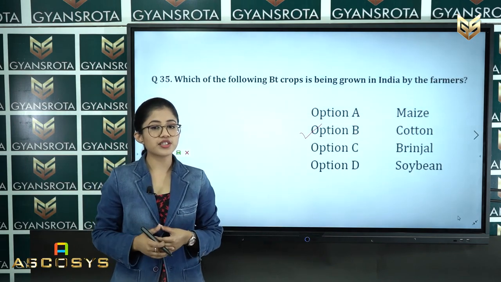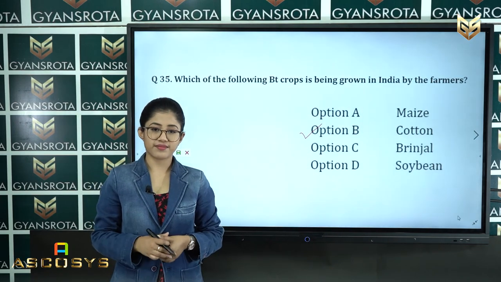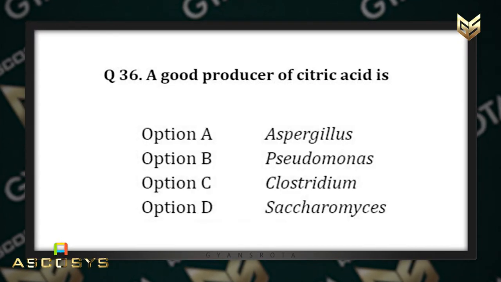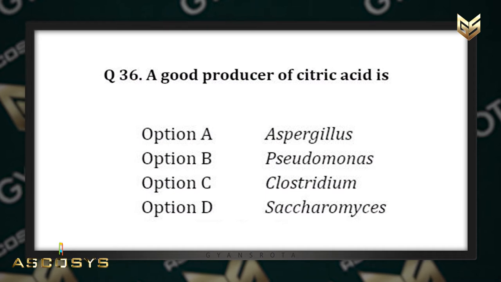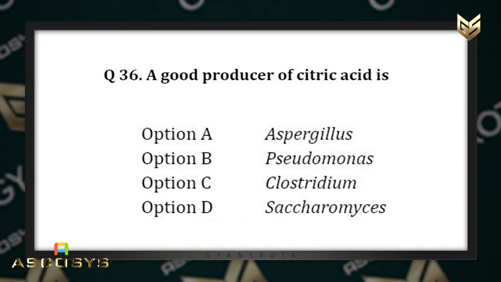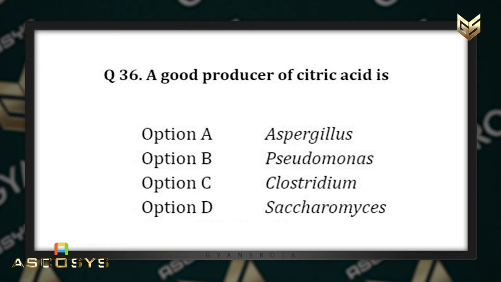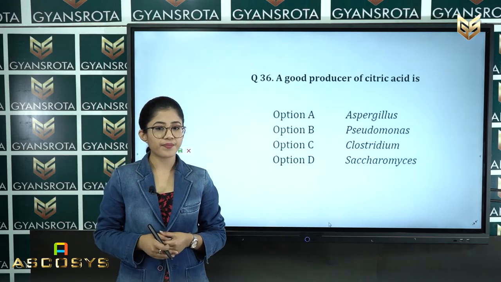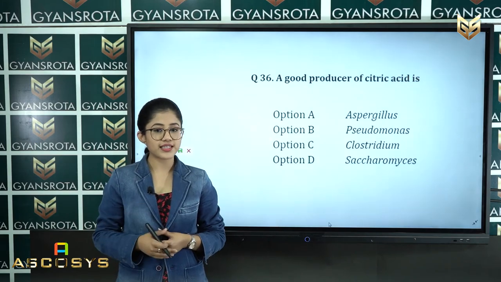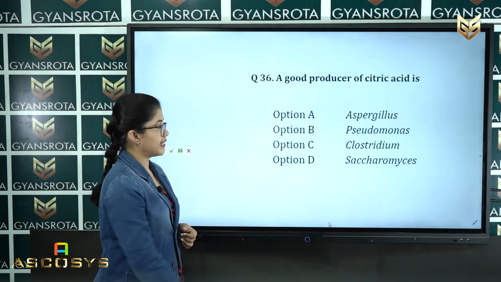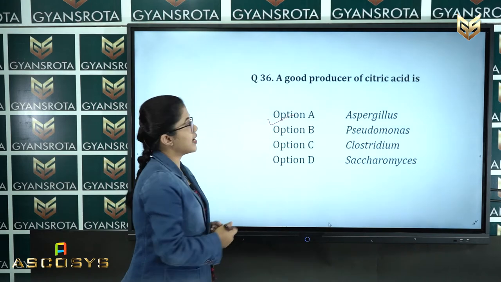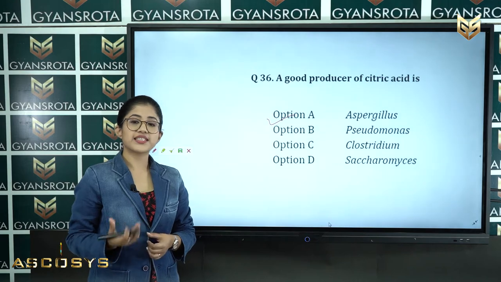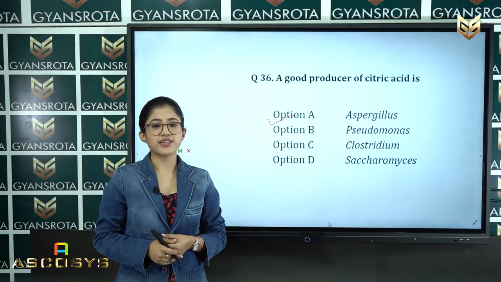Now, let's see the next question, that is question number 36. A good producer of citric acid is option number A, Aspergillus, option number B, Pseudomonas, option number C, Clostridium, option number D, Saccharomyces. So, what is the correct answer? A good producer of citric acid is option number A, that is Aspergillus. It is from the chapter Microbes in Human Welfare. Now, let's see the next question, that is question number 37.